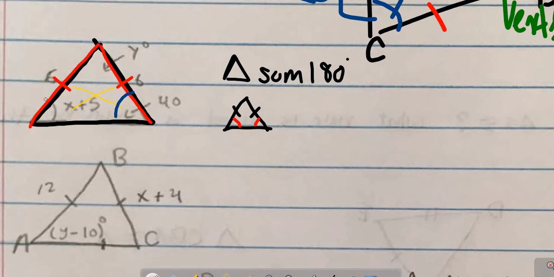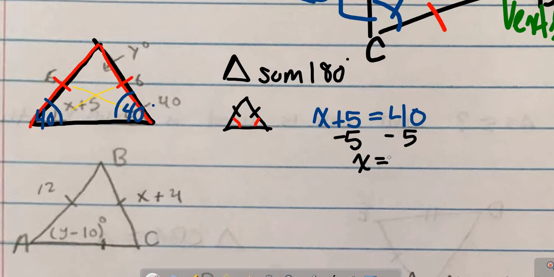This angle is 40 and this one is x plus 5. So that means if this is 40 degrees, over here is 40 degrees. That means the equation x plus 5 has to equal 40 degrees. And in this case, the variable x is going to equal 35.